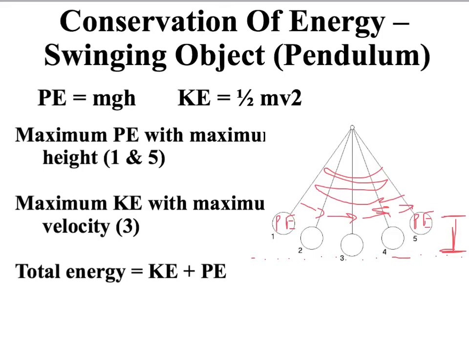Kinetic energy of the pendulum is going to be max when the velocity is maximum, and that would be the case of position 3. Another way you can look at it is kinetic energy probably will be maximized in the examples that we see when the height is the least.